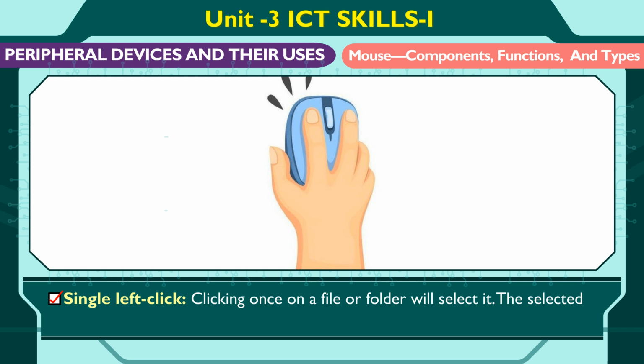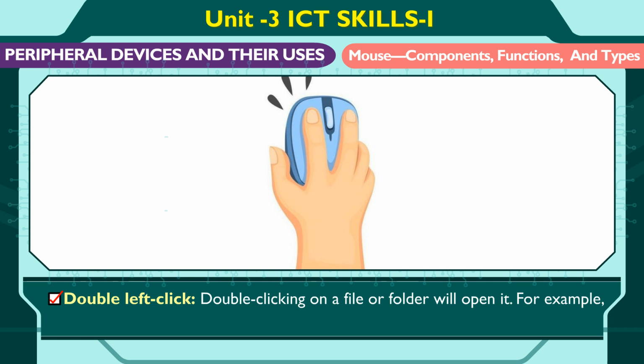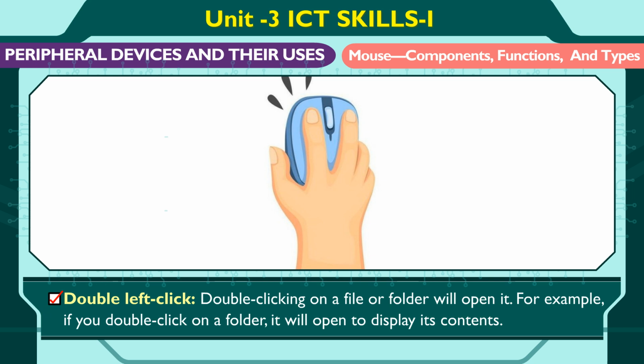Single left click. Clicking once on a file or folder will select it. The selected item will be highlighted or shown with a different color or shading. Double left click. Double-clicking on a file or folder will open it. For example, if you double-click on a folder, it will open to display its contents.